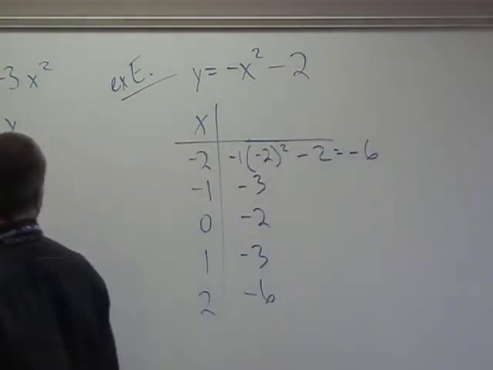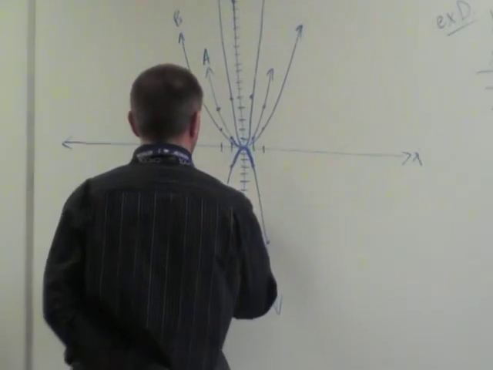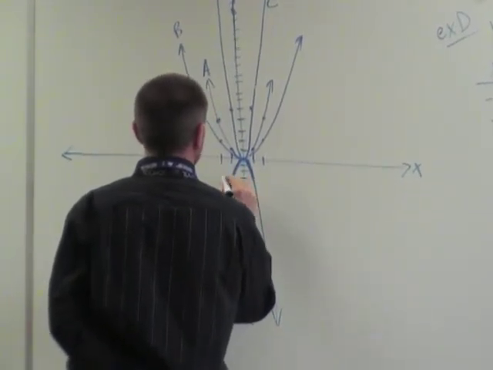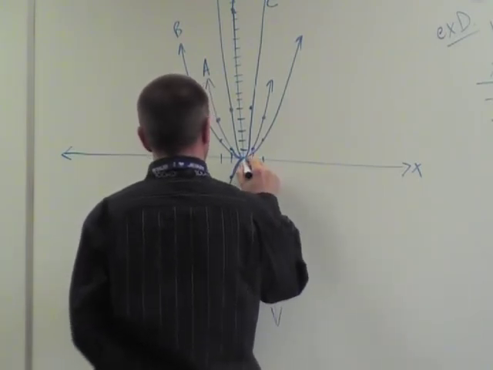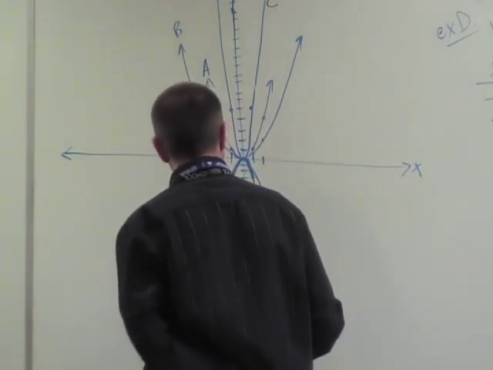Okay, so let's plot this. Negative 2, negative 6. Negative 1, negative 3, same as that one. So this is almost like D, but it goes out a little bit wider.